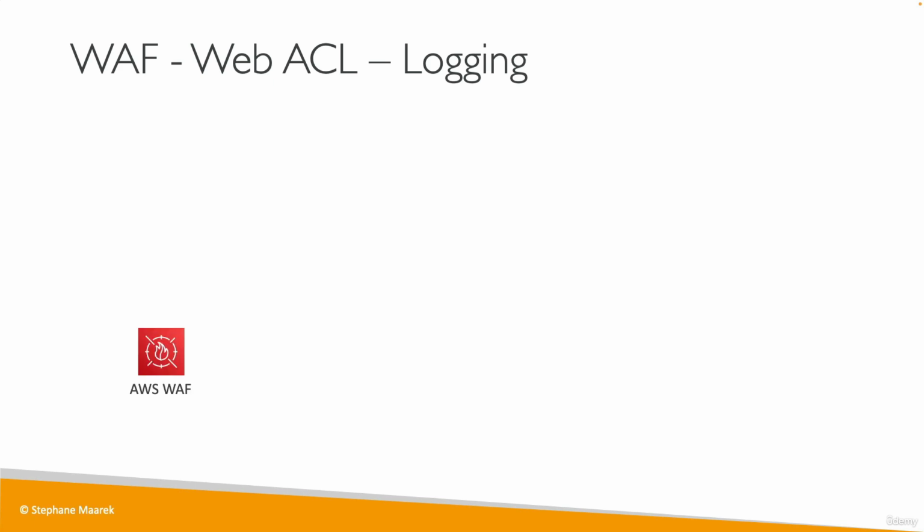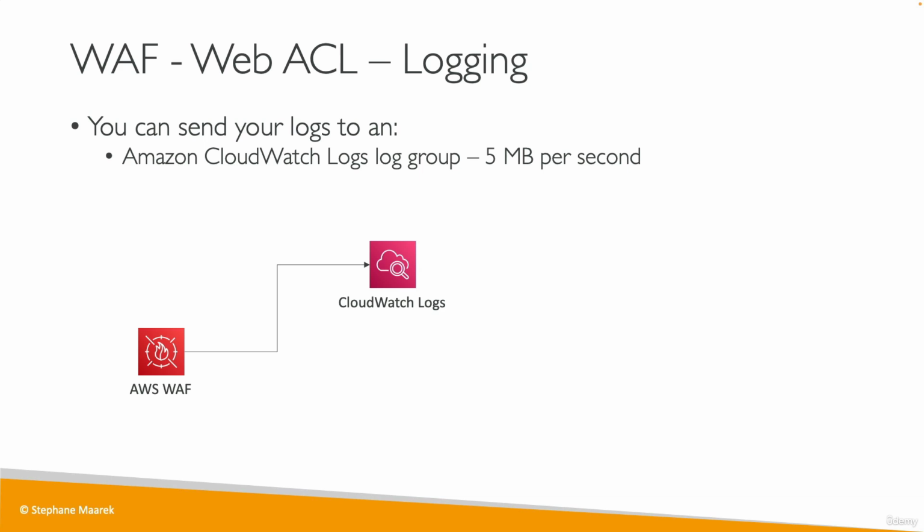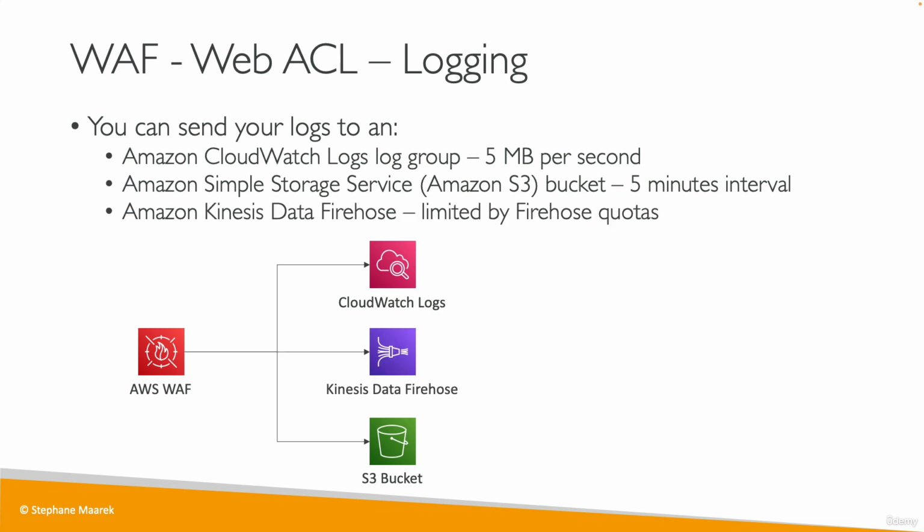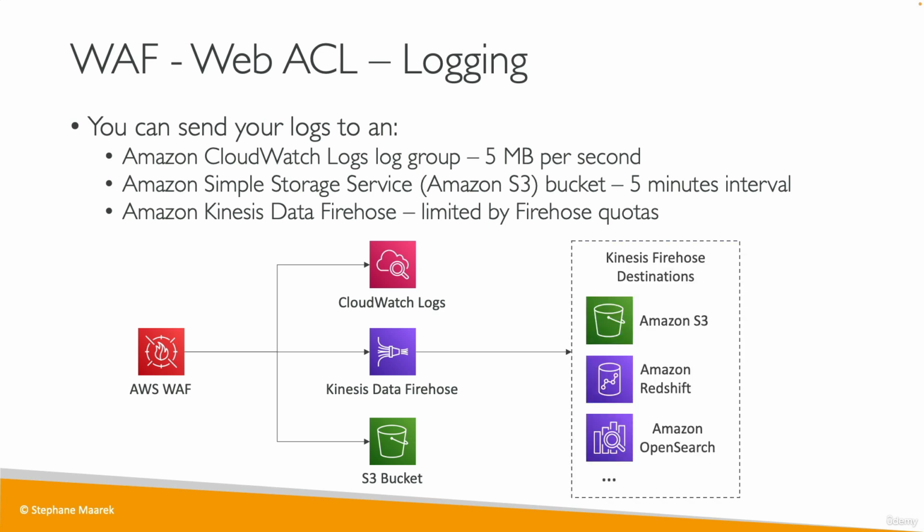This is also something that can come up in the exam. So, well, WAF can send logs to Amazon CloudWatch log groups, and you get a throughput of 5 megabytes per second maximum. You can also send it to Amazon S3 buckets, and the logs will be sent every 5 minutes. Or if you want to have more control, well, you can send it directly from WAF to Kinesis Data Firehose, in which case you are only limited by the Firehose quotas. Well, why would you do this? Well, for example, if you have very high traffic, very high logging capacity requirements, then using KDF could be a very good thing. And then from Kinesis Data Firehose, you can send it to any destination supported by Kinesis, such as Amazon S3, Redshift, OpenSearch, and so on.